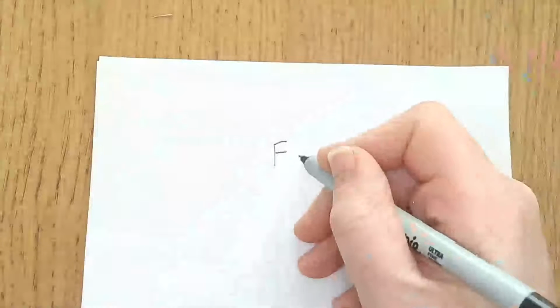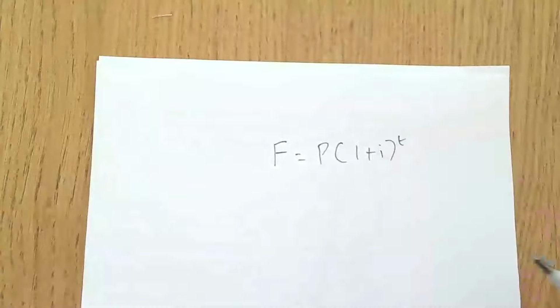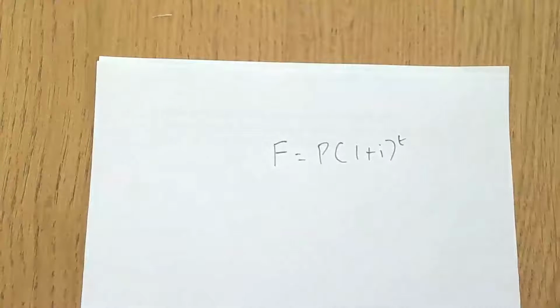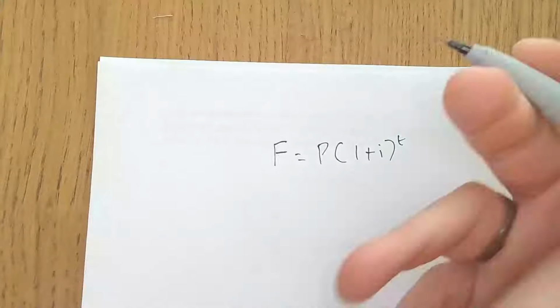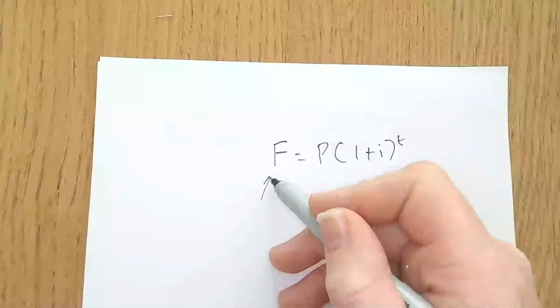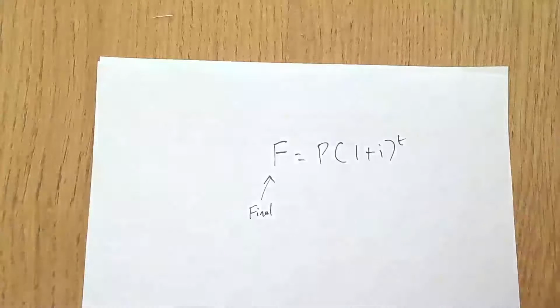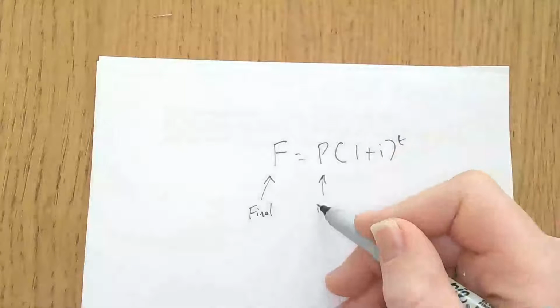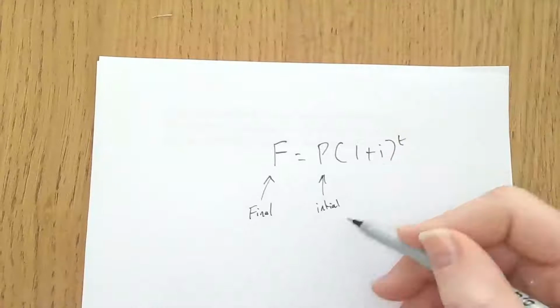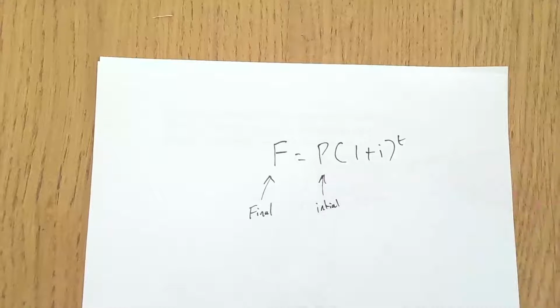So, we have F is equal to P bracket 1 plus I to the power of T. This can vary in books, but I think this is the one that's in the log tables, so it's important to know this one. What does the F stand for? That's the final amount of your investment. P is your starting or initial amount, and in my day we used to call this the principal. It might still be called that in business or accountancy.